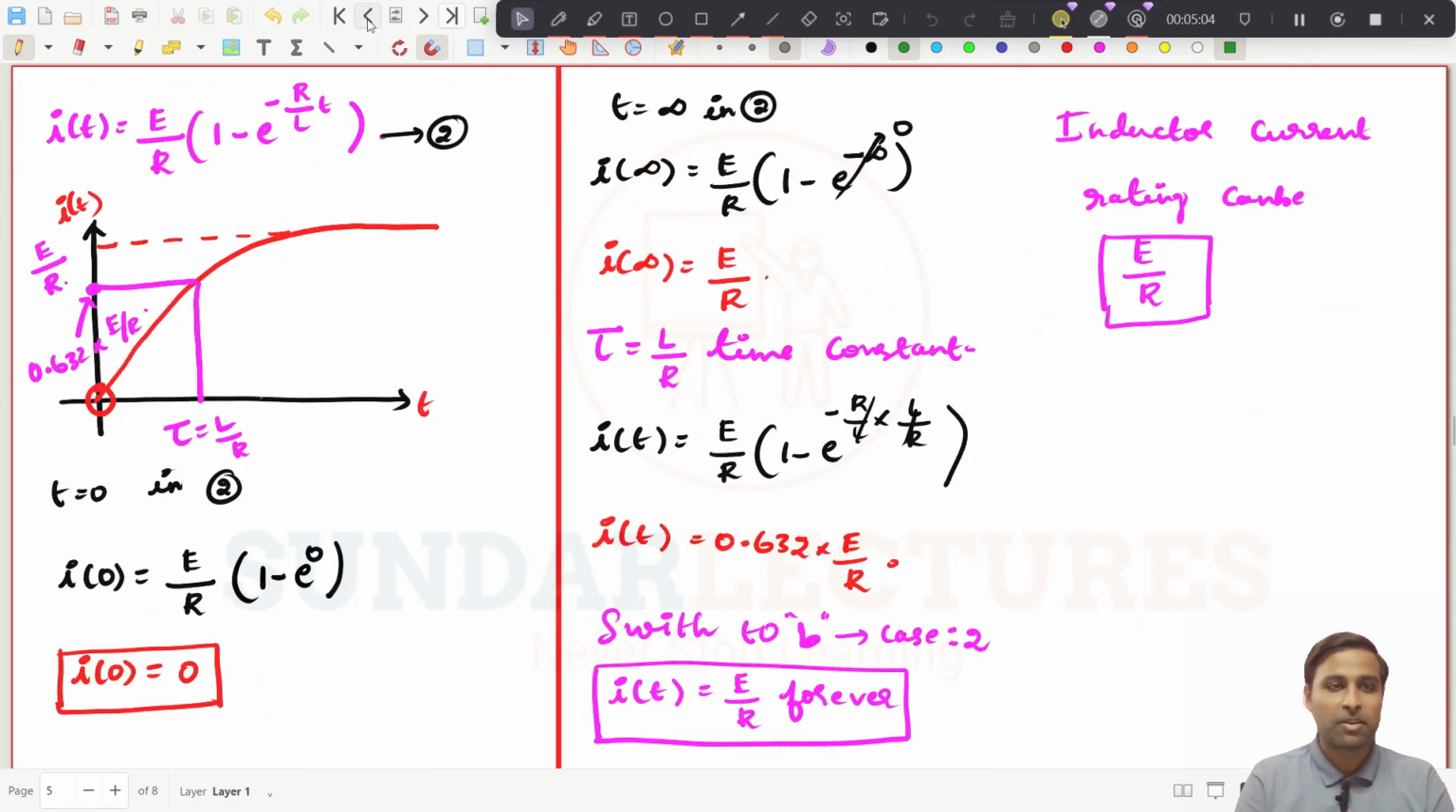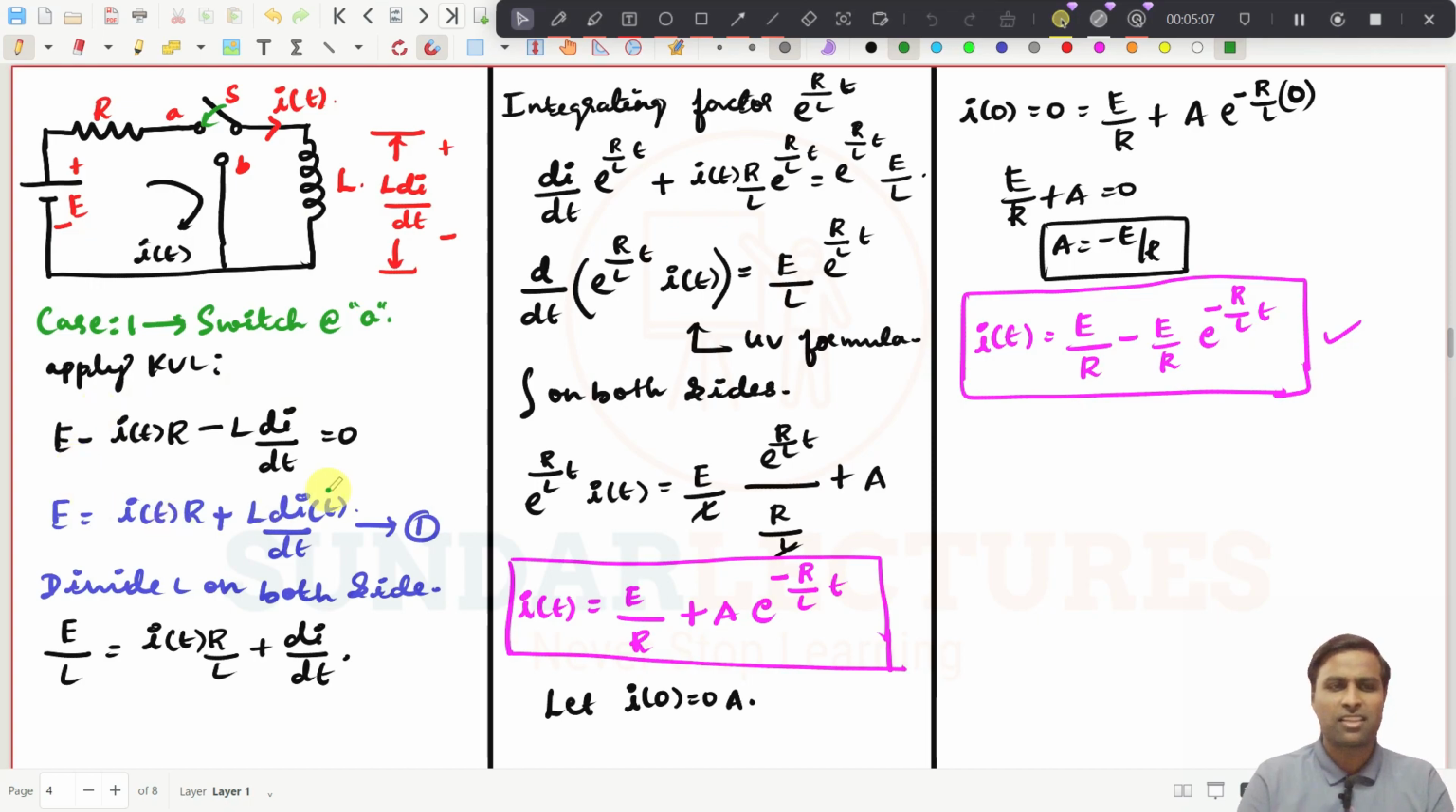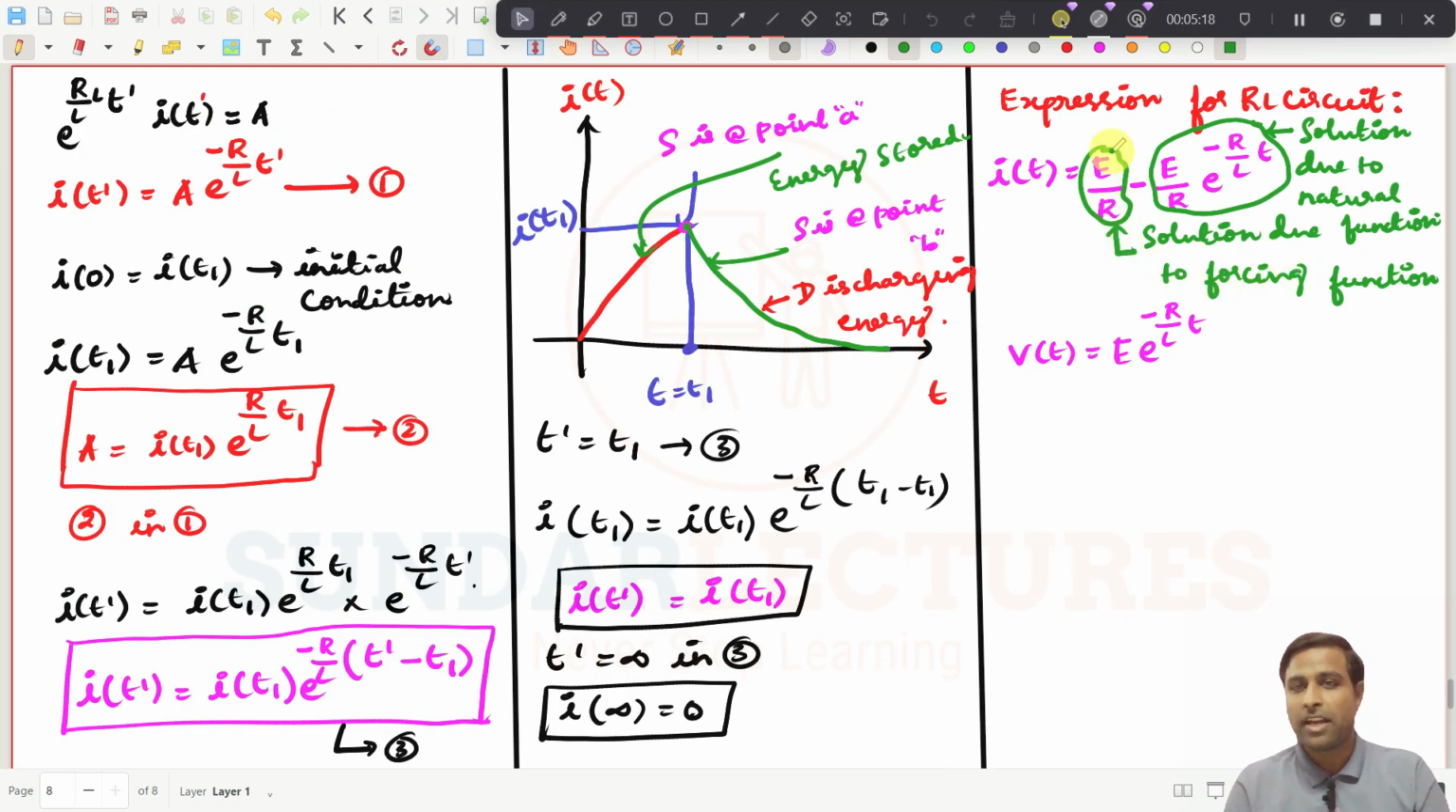So see, in the previous classes, so many expressions. This is the first order differential equation, and after solving the first order differential equation we got this expression, right? So in the final expression, this part is the solution due to forcing function, this part is the solution due to natural function. See why I am saying this: because of R and L this natural function exists, right? This solution due to natural function will always become zero. At some instant, at some time, this is going to become zero. Why? You can see that.